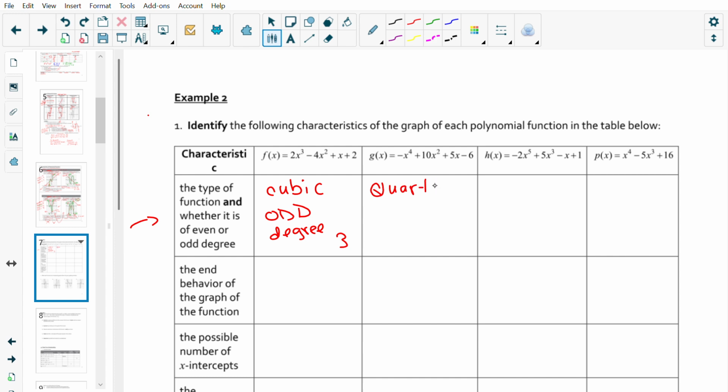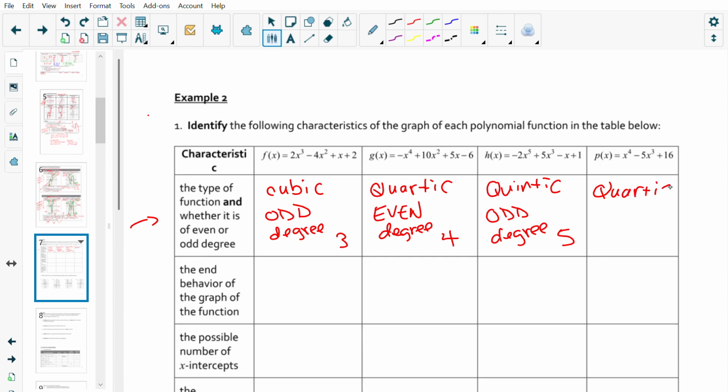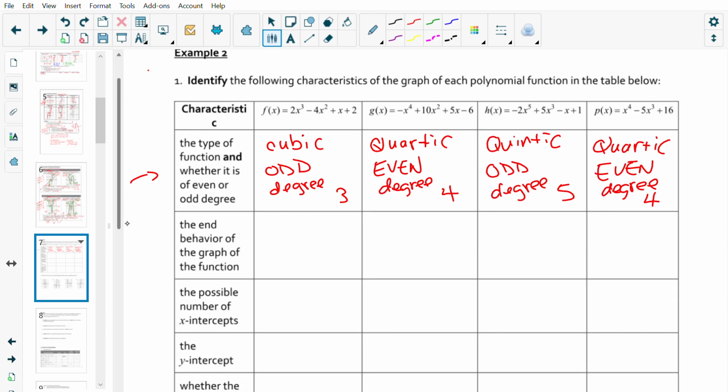This is a quartic. This is an even degree, and the degree is 4. This is a quintic. This is an odd degree, and the degree is 5. And this last one is quartic again. This is an even degree, and the degree is 4.